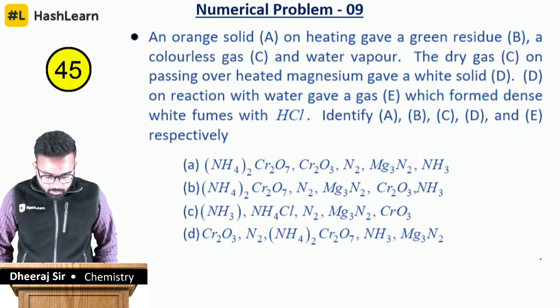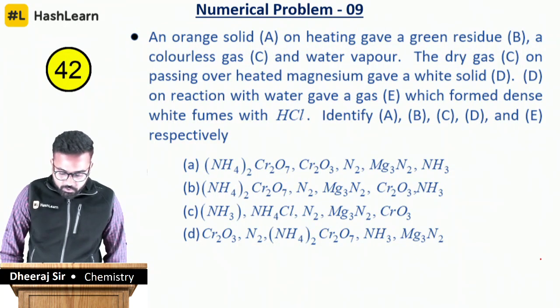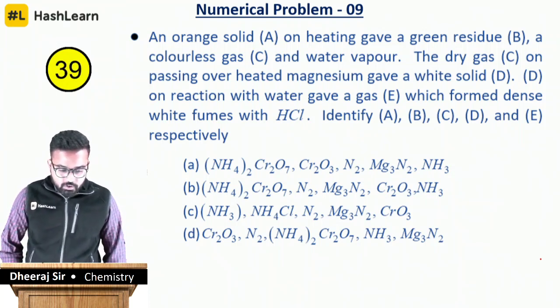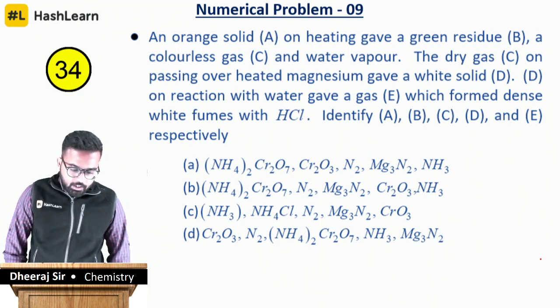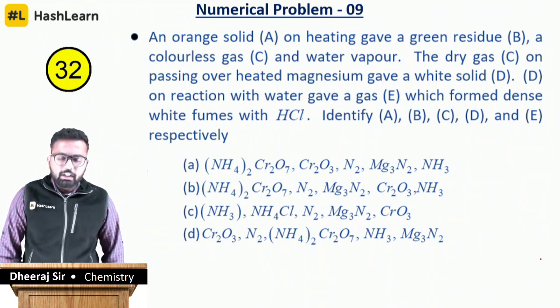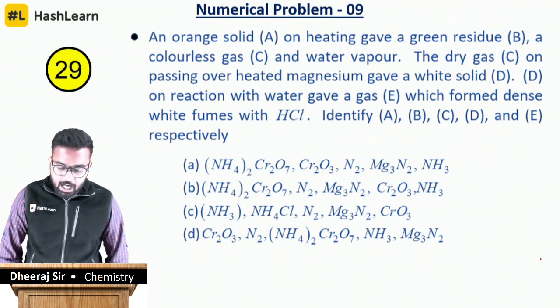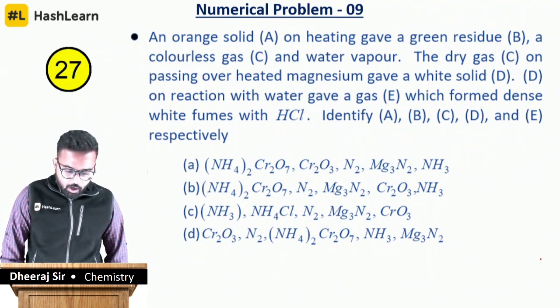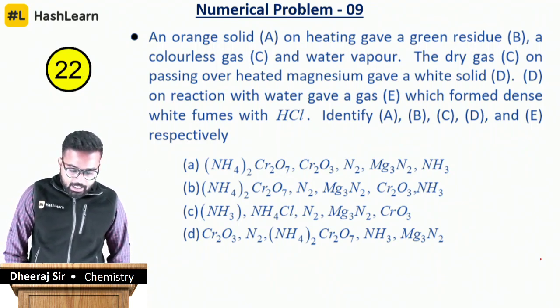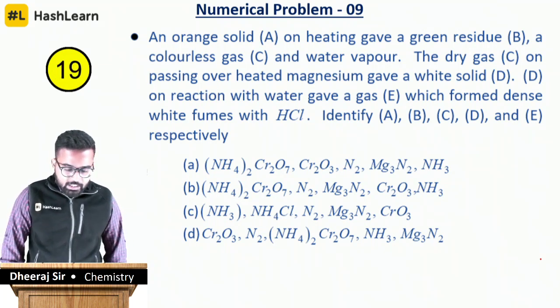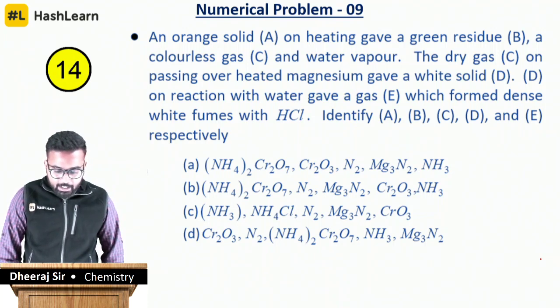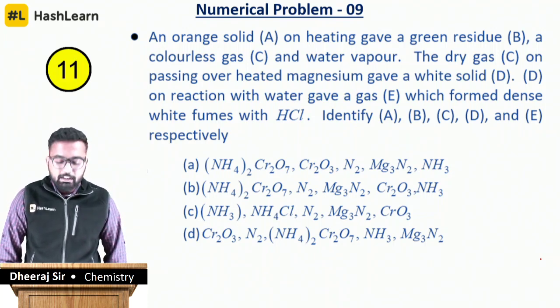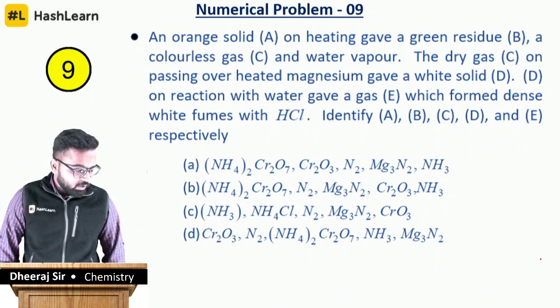Moving ahead, another similar type of question. An orange solid A on heating gave a green residue B, a colorless gas C and water vapor. The dry gas C on passing over heated magnesium gave a white solid D, and D, on reaction with water, gave a gas E, which formed dense white fumes with HCl. We are asking you to identify A, B, C, D and E respectively in this case. So have a detailed look at this question.